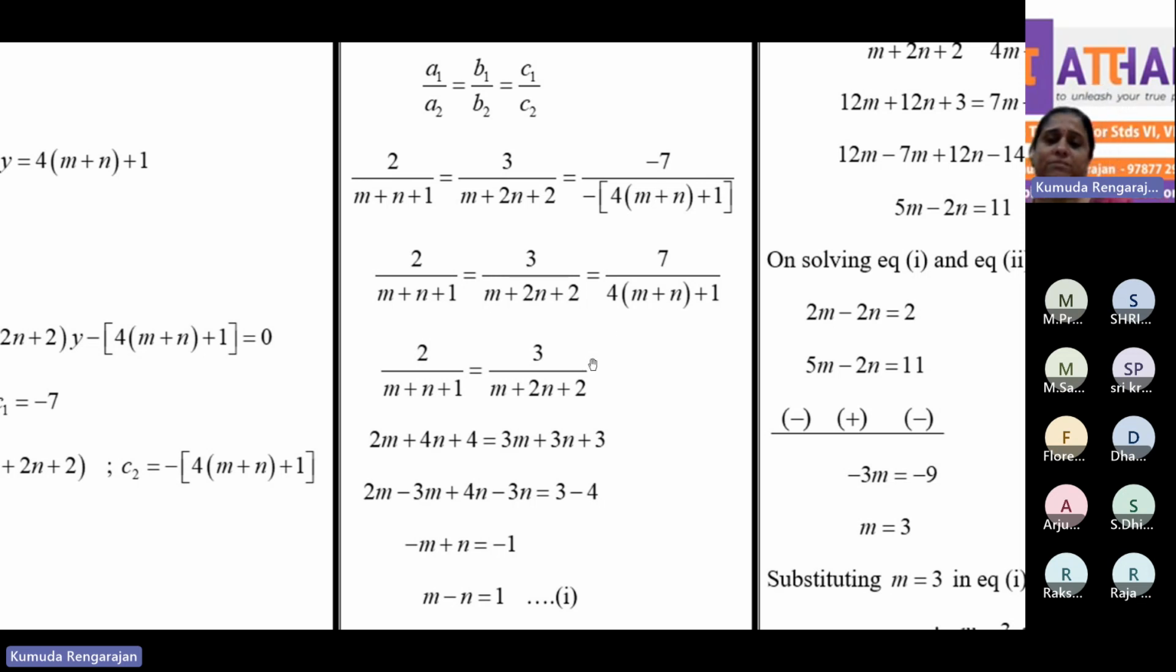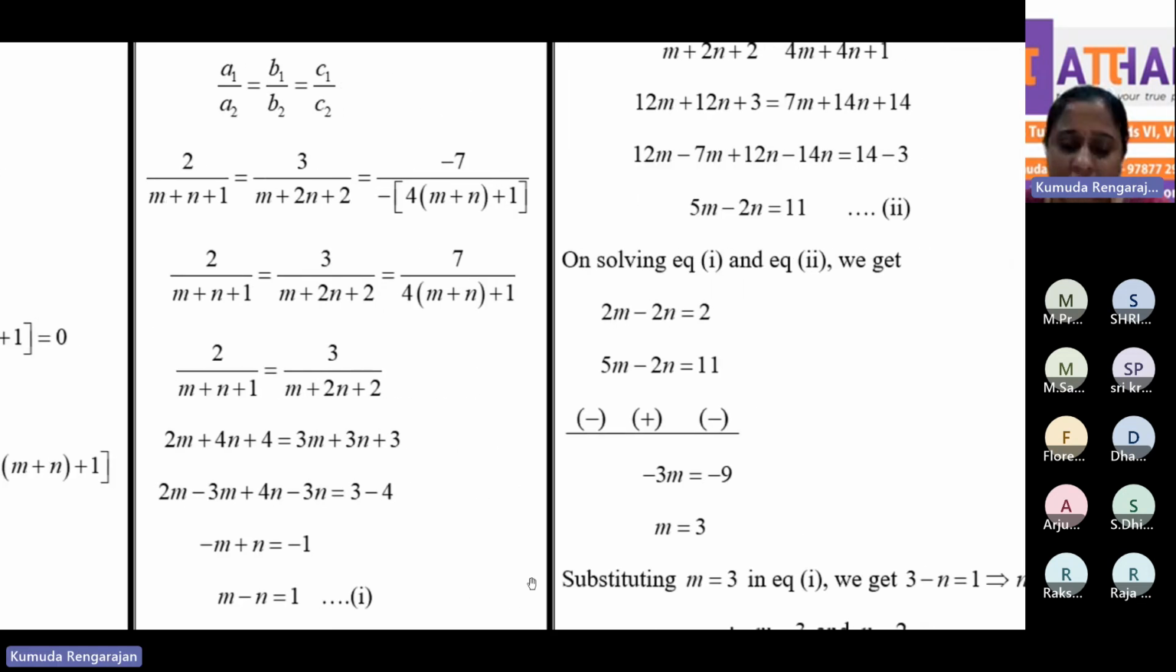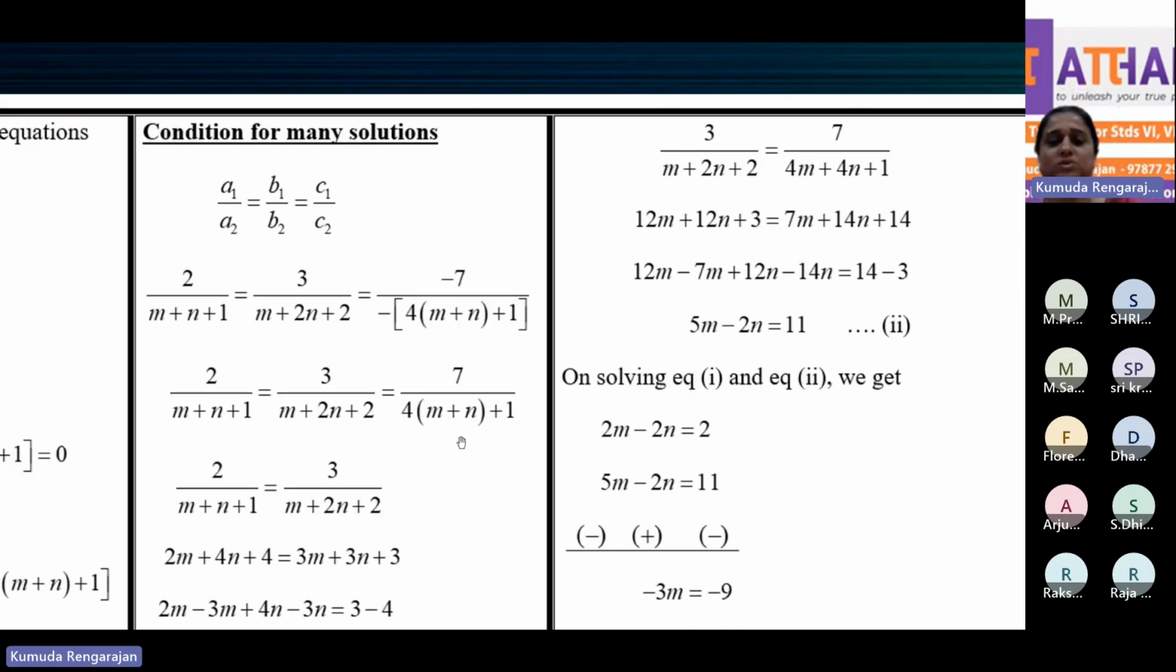So you can see this is just about substitution. Now equate two at a time. So I'm equating the first ratio and the second ratio. A1 by A2 is equal to B1 by B2. I cross multiply and then I bring everything to one side. And you can see this equation here. M minus N is equal to 1. Then equate any other two ratios. So I'm equating the second and the third one. So when I equate those two, again, I get another equation. 5m minus 2n is equal to 11.